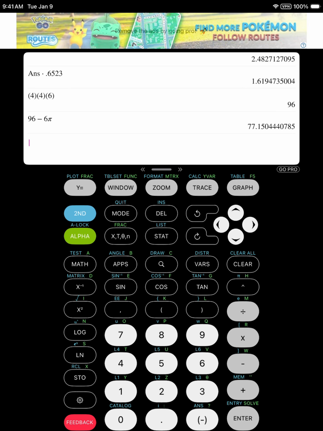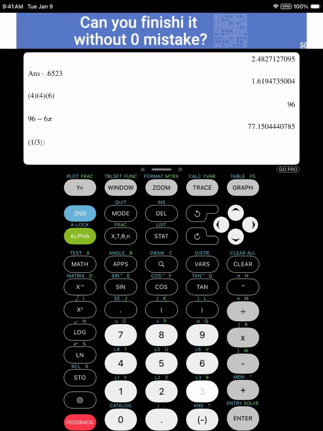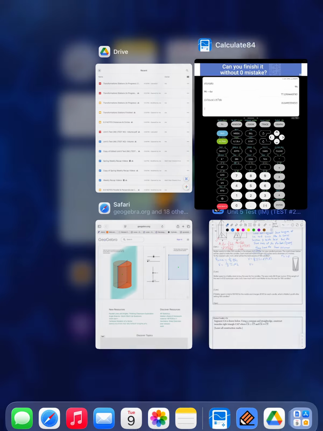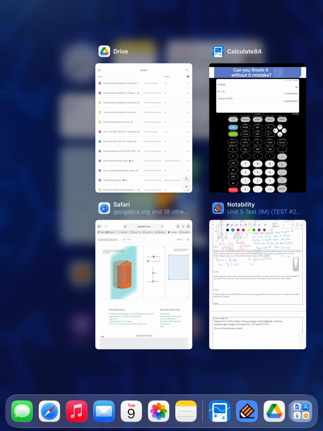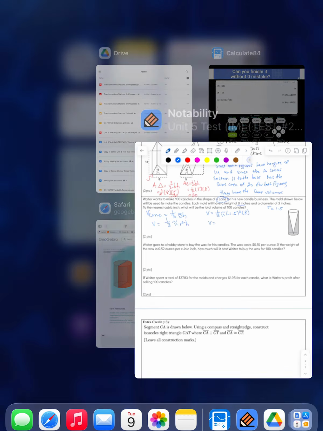So 1/3. Be careful of your parentheses. Pi, 1.5 squared, and then the height was 8. That's 18.8496.